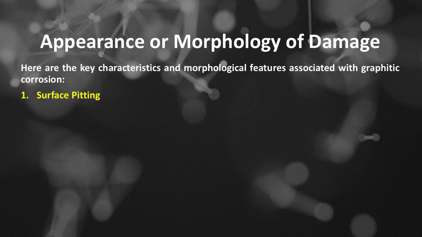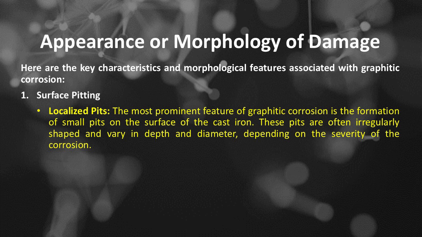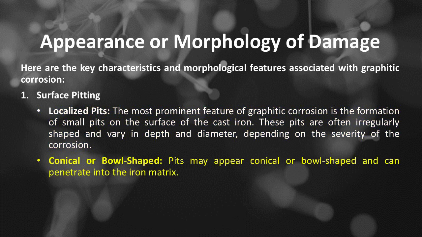Number 1 is surface pitting. Localized pits. The most prominent feature of graphitic corrosion is the formation of small pits on the surface of the cast iron. These pits are often irregularly shaped and vary in depth and diameter, depending on the severity of the corrosion. Conical or bowl-shaped. Pits may appear conical or bowl-shaped and can penetrate into the iron matrix.